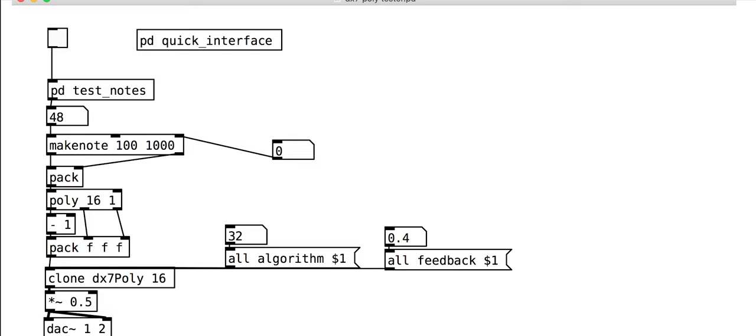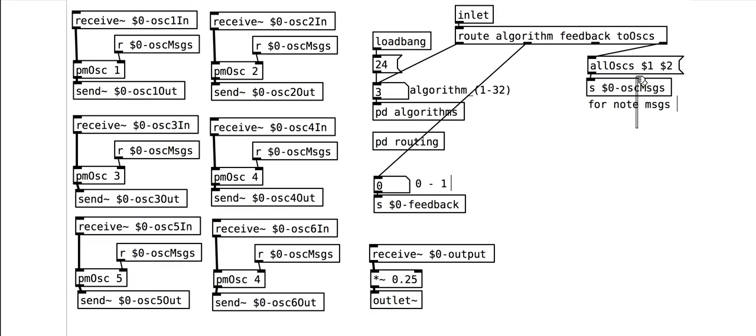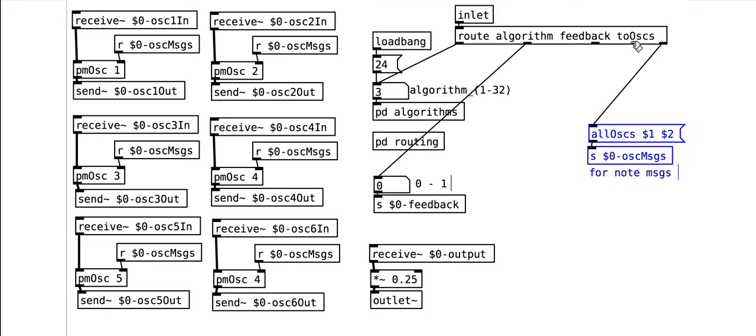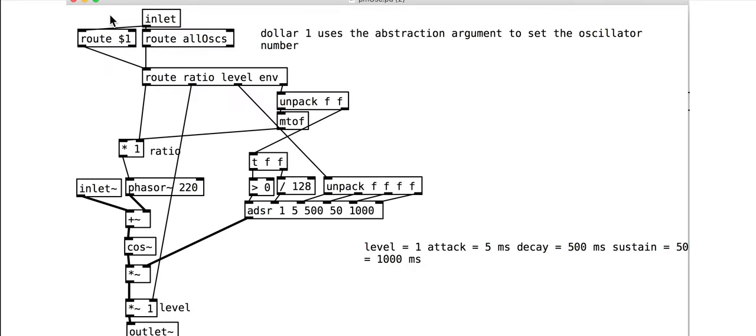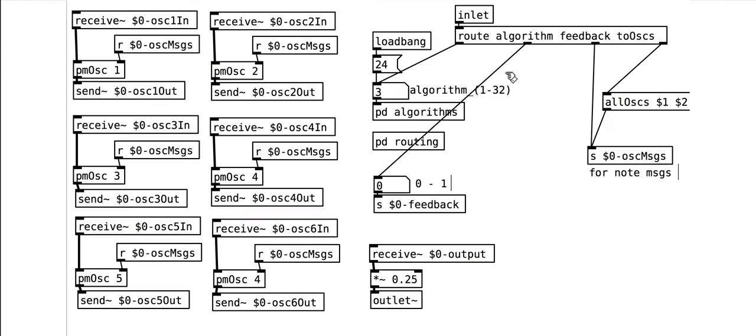So now let's set up an interface to work with the poly object. We are going to do this in a neater, more modular way than we did in tutorial 16. Inside the poly object, connect the two OSCs outlet of the route object directly to the OSC messages send. This is the way that we will target individual oscillators. Remember to save the patch so that it updates in our main patch.